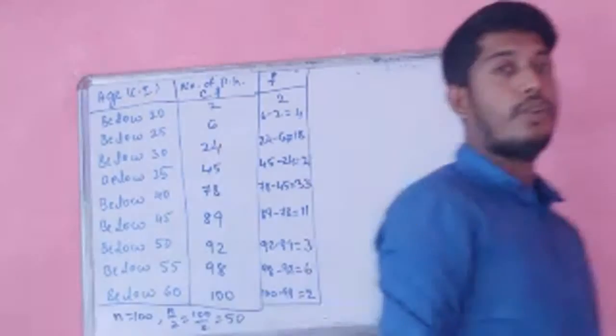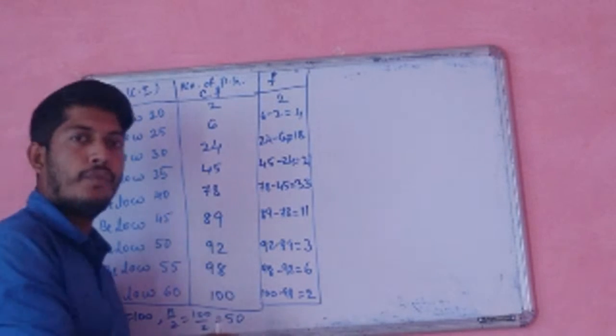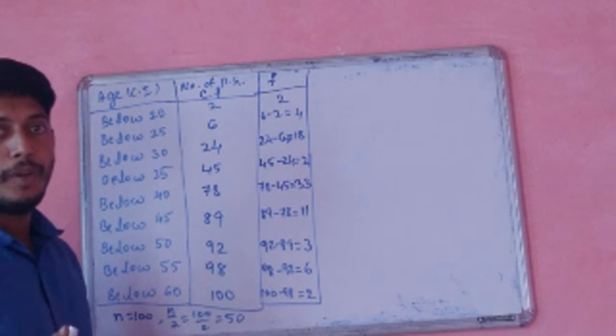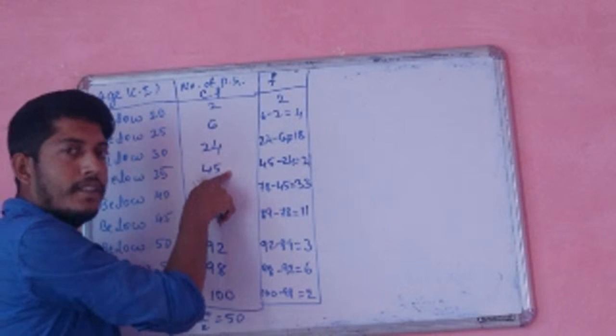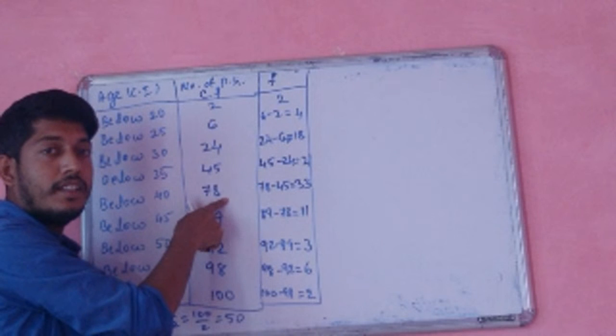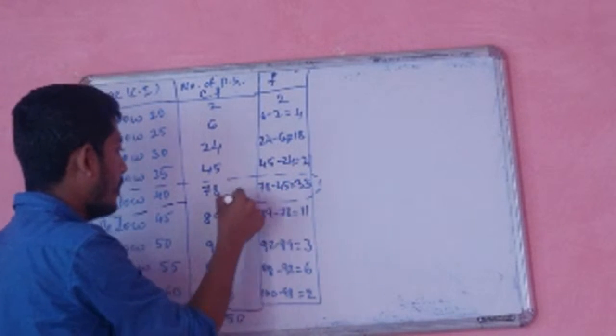Now just find the median class interval. Based on the n by 2 value we have to find it. So n by 2 is 50. Now we have to find the value in the cumulative frequency which is greater than 50 and nearest to 50. So this 45 is less than 50. 78 is greater than 50 and nearest to 50. Therefore, this is the median class interval.